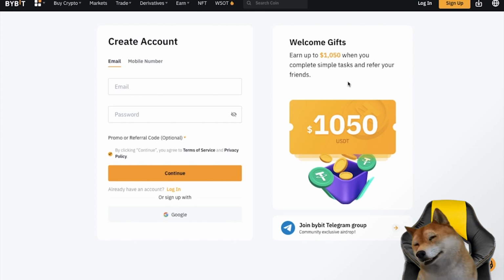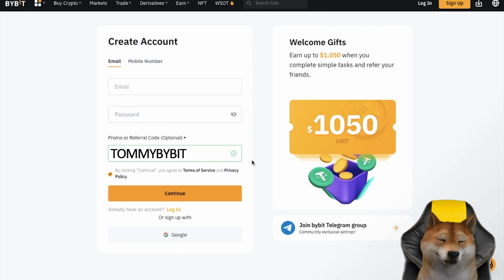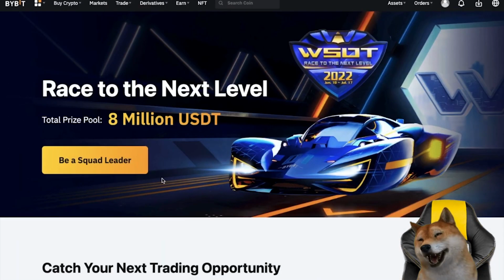To sign up for an account, you'll need to enter an email address or a mobile number, create a strong, secure password and agree to the terms and conditions. Plus, in here is where you can enter the promo or referral code.